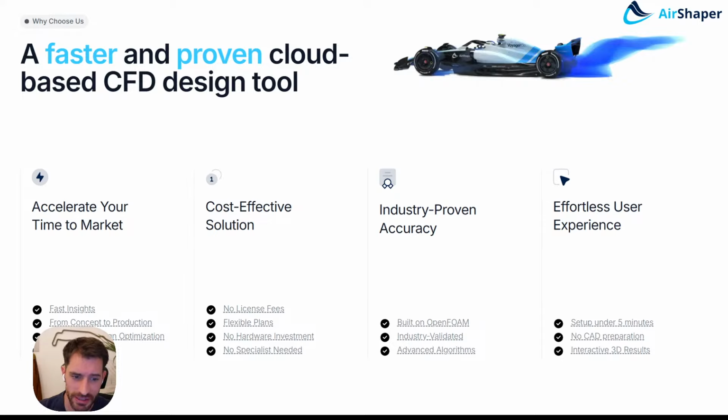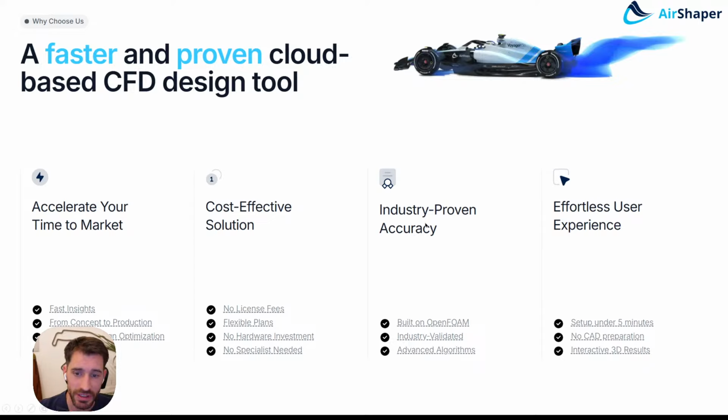As mentioned, it's a very cost-effective solution. There is no license fee. Every euro you spend on Airshipper directly translates into credits that you can use for both simulations and for consultancy. There's no investment in hardware, there's no specialist needed, and we have flexible pricing plans.